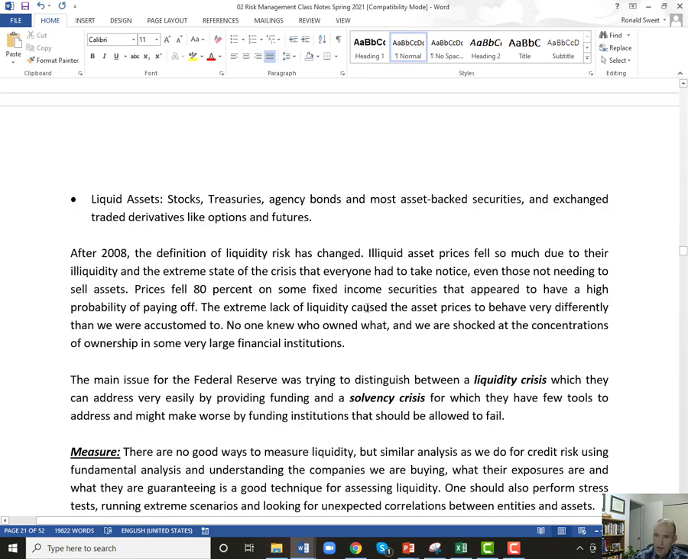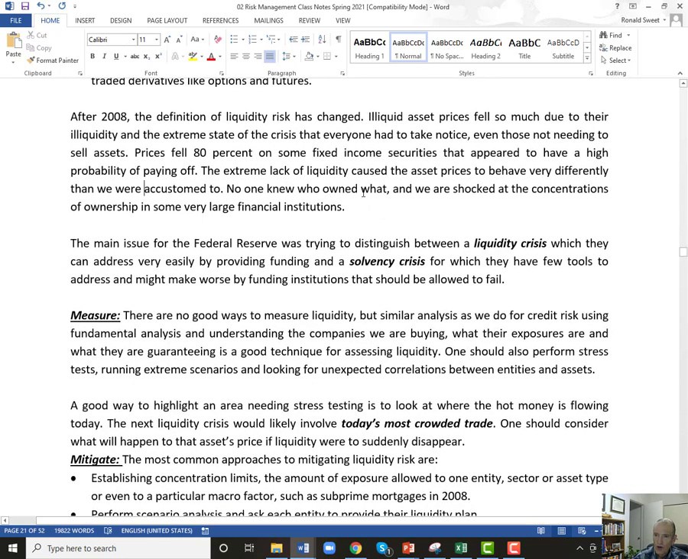The extreme lack of liquidity caused asset prices to behave very differently than what we are accustomed to. No one knew who owned what, and it became a domino effect throughout the entire financial institutional society. The Federal Reserve in 2008 had to decide with AIG, with Lehman, with Washington Mutual, they had to make these decisions. Is this a liquidity issue or is this a solvency issue? If it's a liquidity issue, it's temporary.